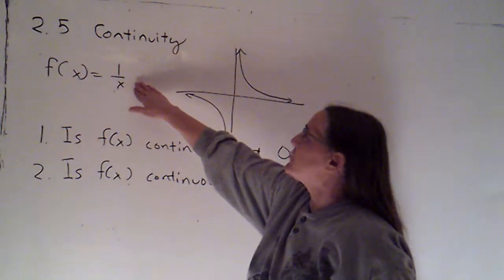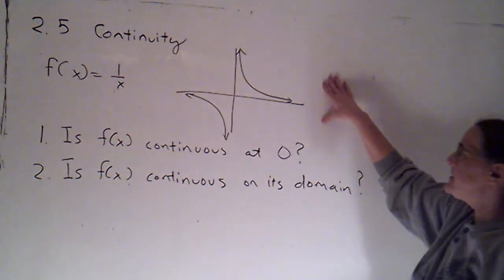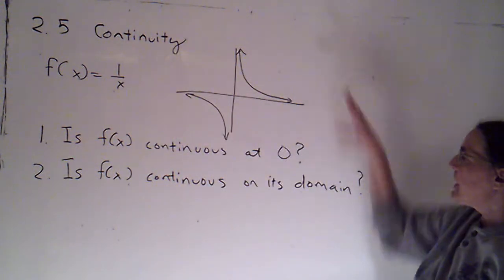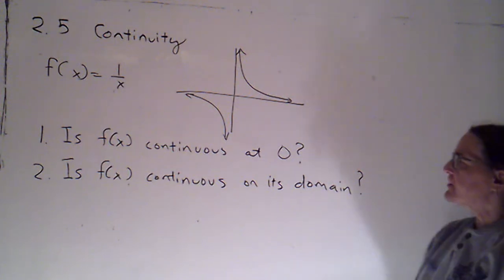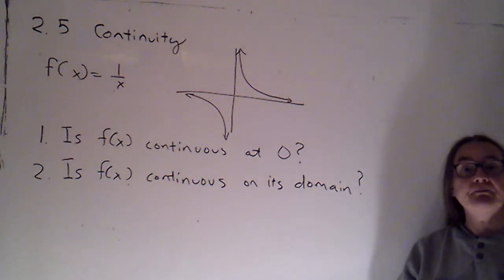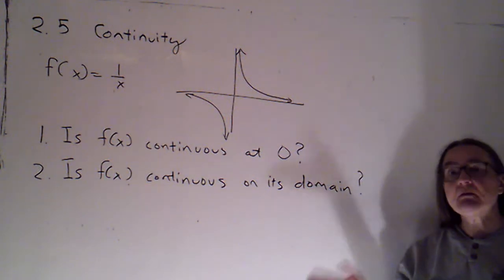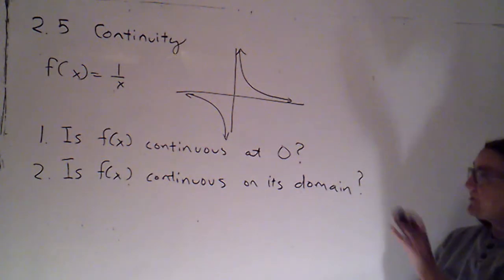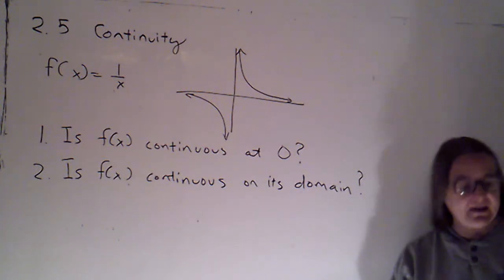I've got a function up here on the board. f of x is 1 over x, and I've drawn us the graph of this function. So I've got two questions. First of all, I want to know, is this function continuous at 0? And then I want to know, is it continuous on its domain? So what I want you to do is just take a moment, pause the video, answer those two questions, and then tune back in.